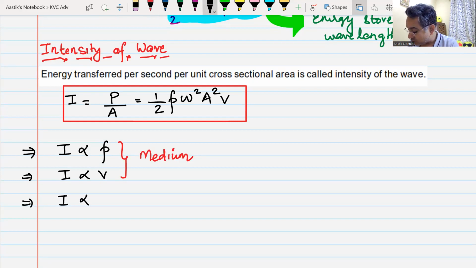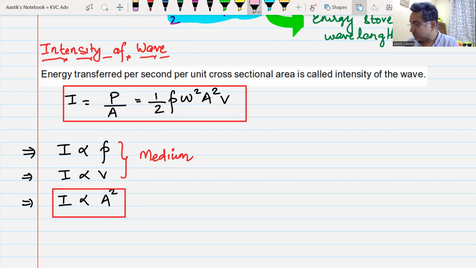Intensity is proportional to amplitude square, a very important term. If you make the amplitude twice, intensity becomes 4 times. This is very important, because in the entire chapter on waves, this will be coming in various forms.